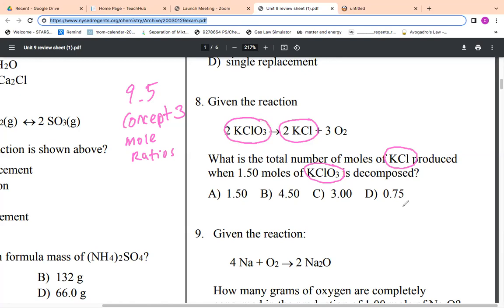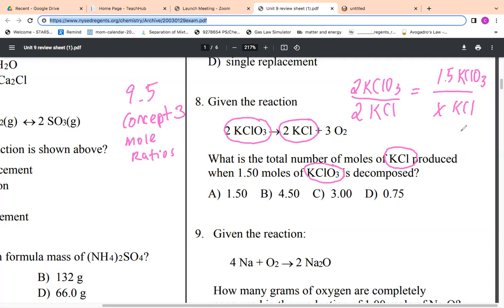Okay. Now this one is kind of easy, but what I'm going to do right now is set up one side of my proportion directly from the stuff that I see in my equation. So 2 moles of KClO3 react with 2 moles of KCl. Now, what we want to know is the total number of moles of KCl, which means this is what I don't know. I don't know how many moles of KCl I'm going to get when we only use 1.5 moles of KClO3.